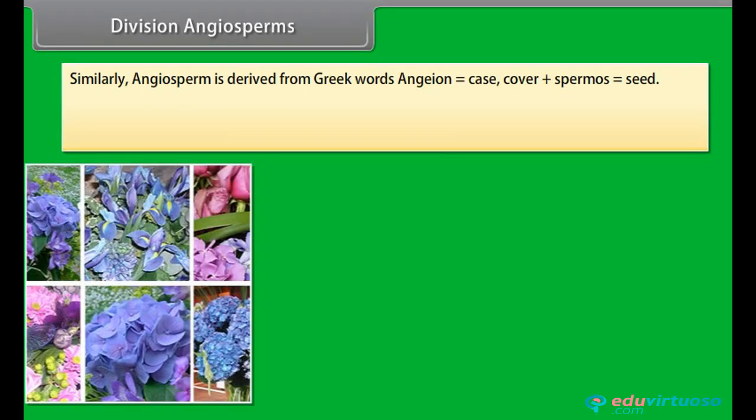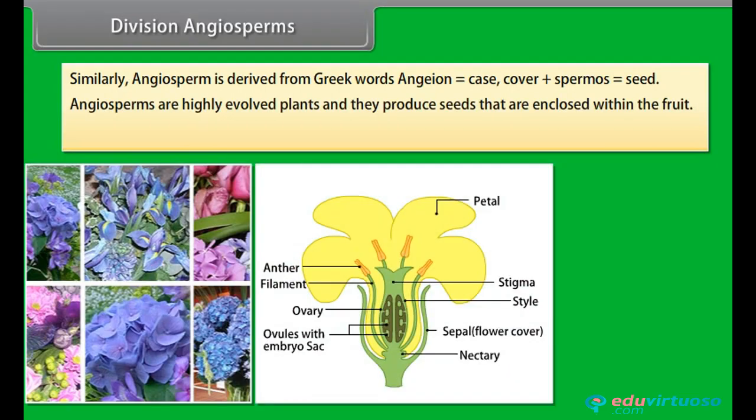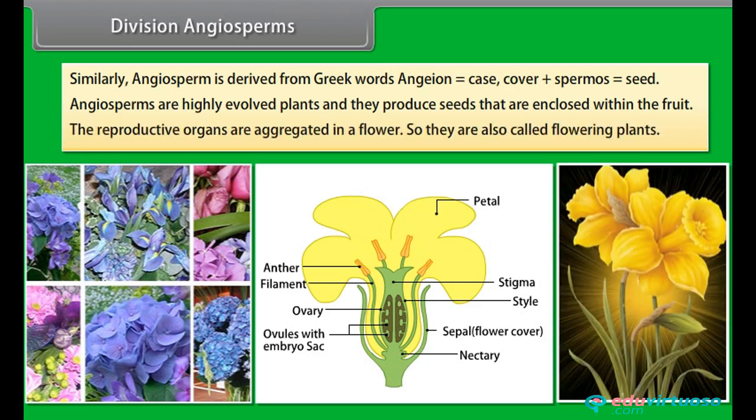Division Angiosperms. Similarly, angiosperm is derived from the Greek words angion, case or cover, plus spermos, seed. Angiosperms are highly evolved plants and they produce seeds that are enclosed within the fruit. The reproductive organs are aggregated in a flower, so they are also called flowering plants.